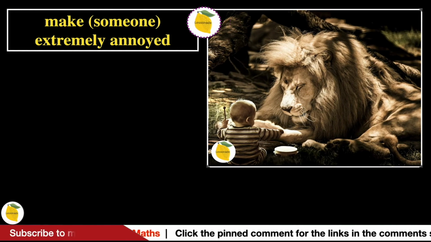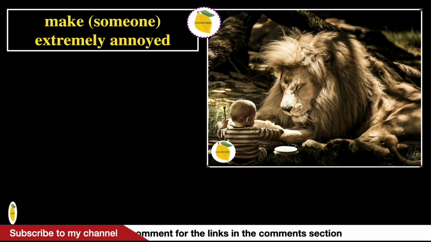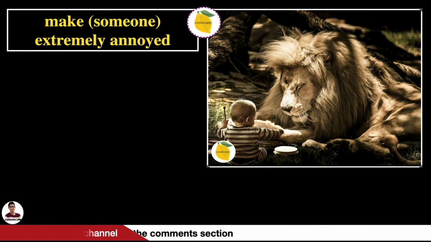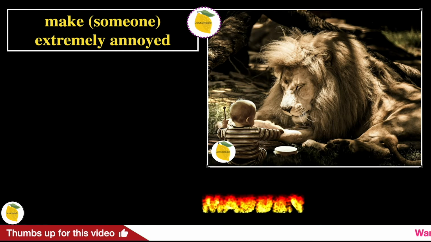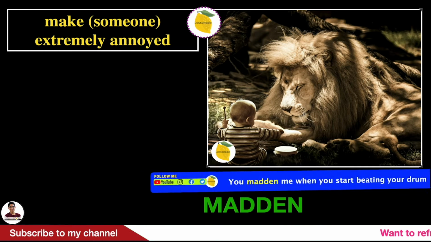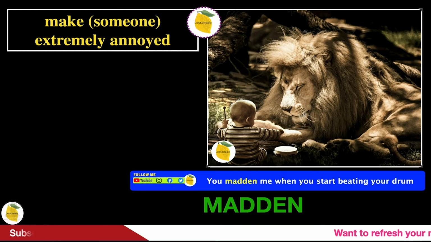The next one is make someone extremely annoyed. In this picture, we can see a boy annoying a lion, and therefore the word will be madden. And the sentence for this word is, you madden me when you start beating your drum.